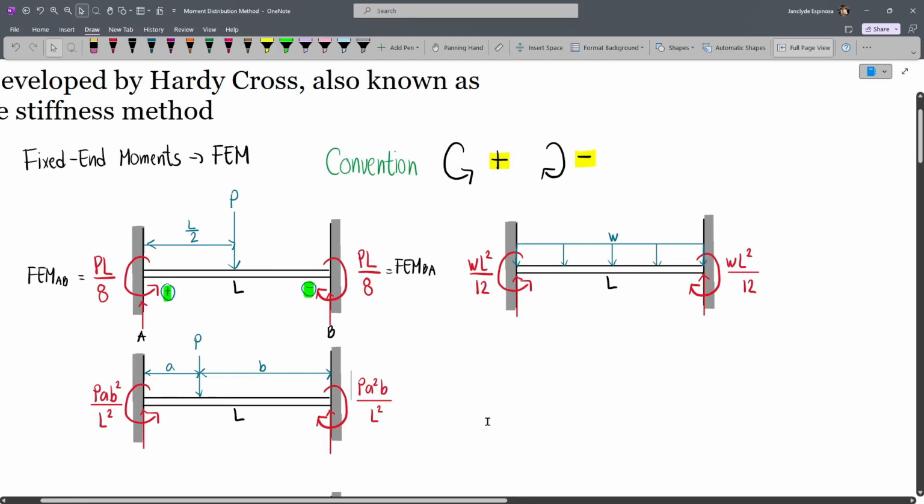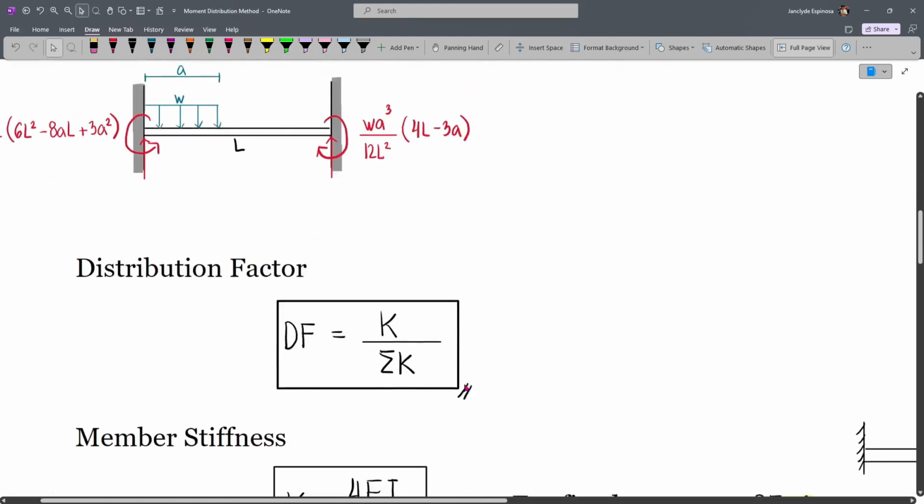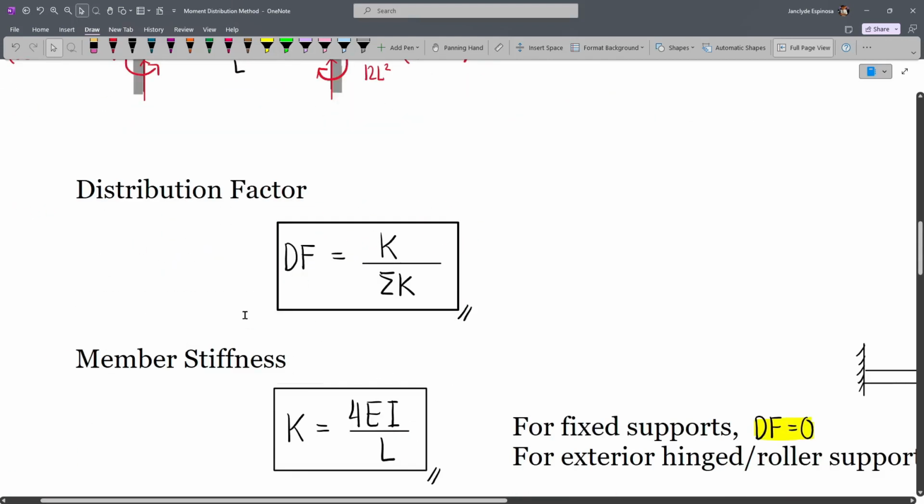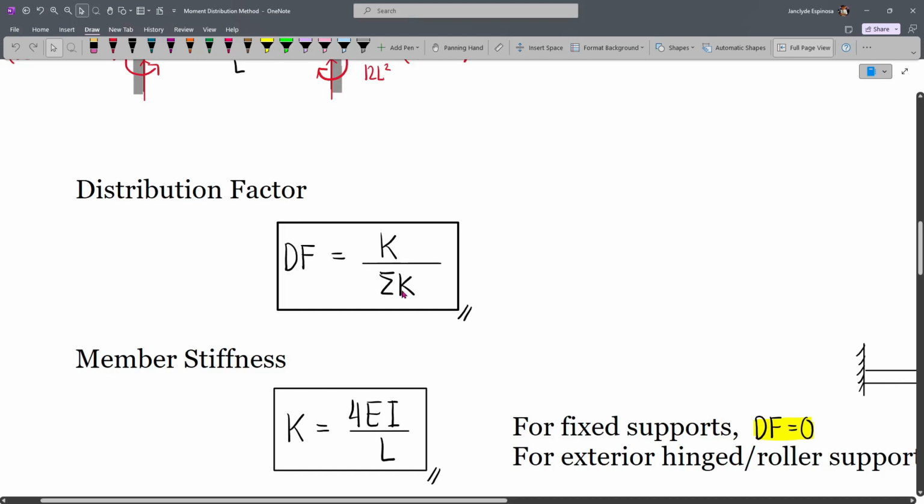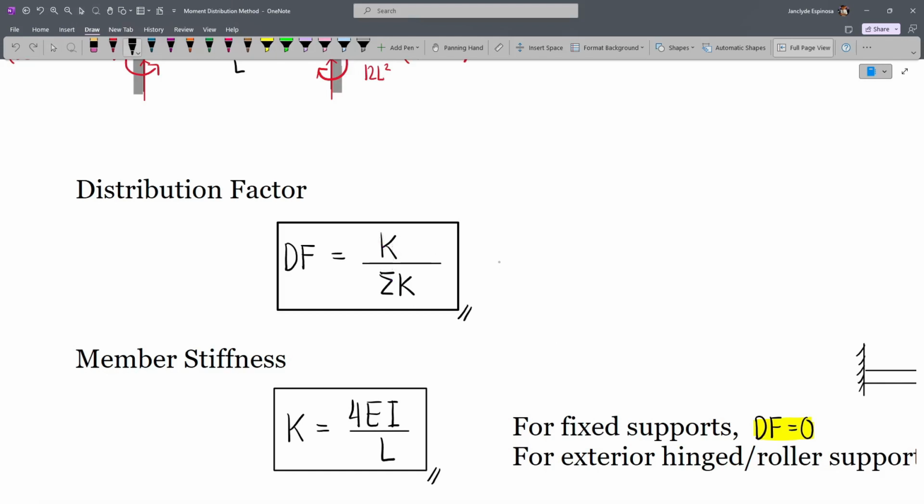And so since tapos na tayo sa fixed end moments, dito naman tayo sa distribution factors. Now, ito yung formula ng distribution factor: K divided by the summation of K. Now, sir, what do you mean by the summation of K? Yung summation of K, at some points kasi, especially sa interior points, we have to consider dalawang stiffness. Now, itong K dito, this is the stiffness of a member.